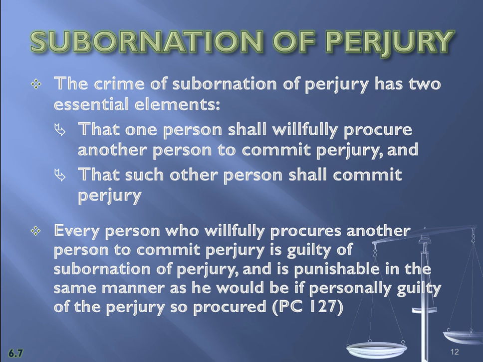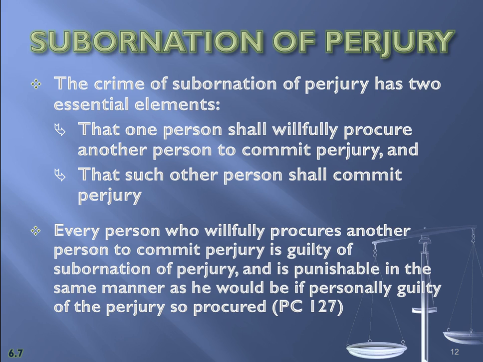Now back to where we were before, subordination of perjury. The crime of subordination of perjury has two essential elements. And we know what perjury is already, so we're good. So the first one, that one person shall willfully procure another person, procure, go get, another person to commit perjury, or to lie, okay, and that such other person shall commit perjury. So those are the elements.